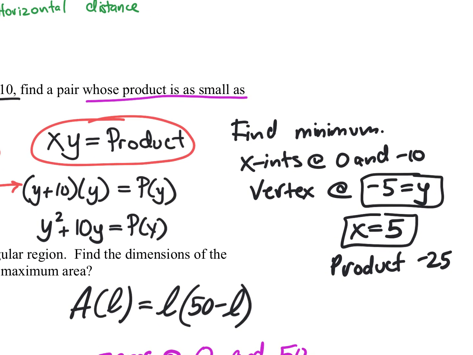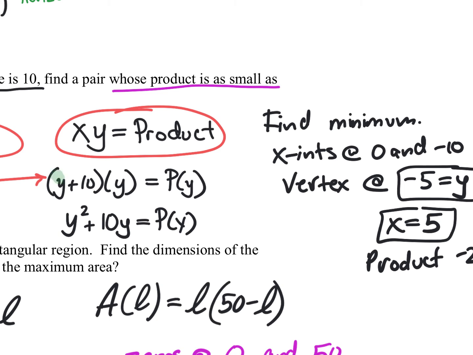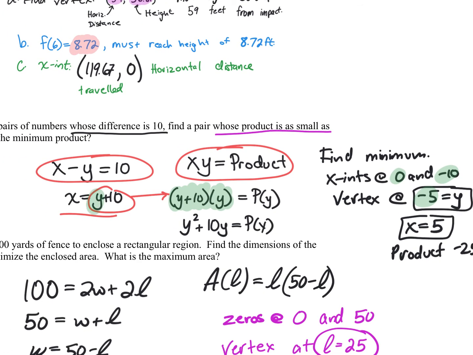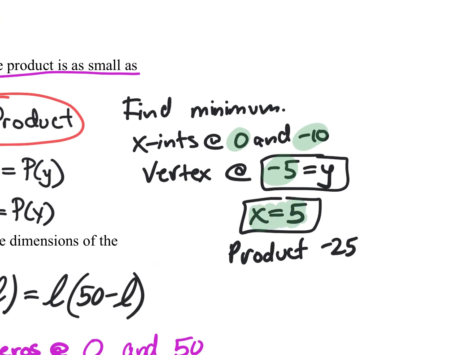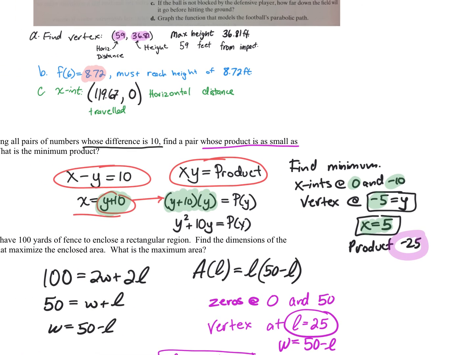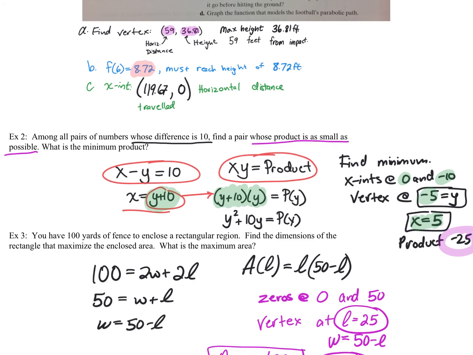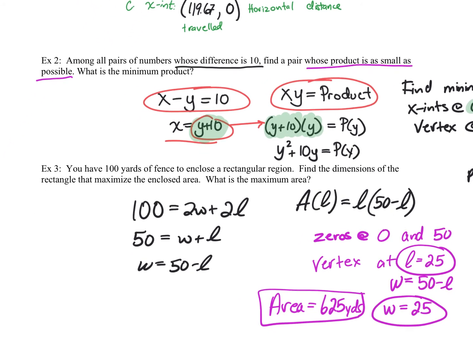Well, I know that this factored form that I'm highlighting here would have x-intercepts at -10 and 0. And we can use symmetry. We know that the vertex is halfway between those two x-intercepts. The vertex would occur at -5. I can find my x value by using y plus 10. So -5 plus 10 gets us to 5. We multiply those together and get -25. So the minimum product would be -25. The numbers we would use to get there are -5 and +5.